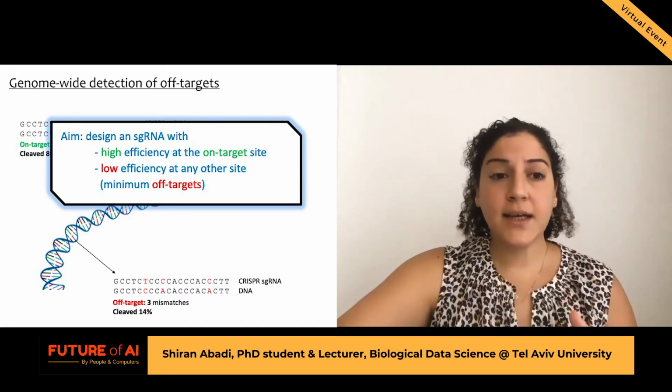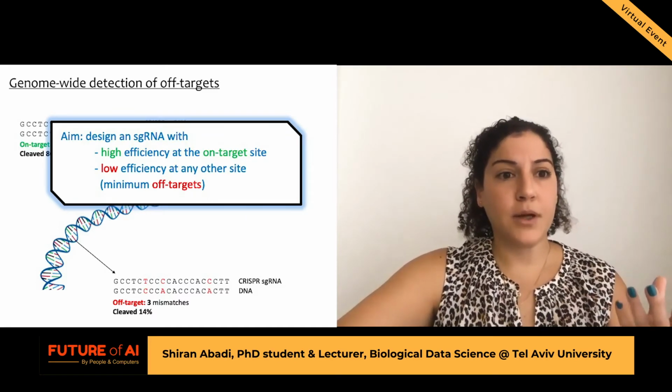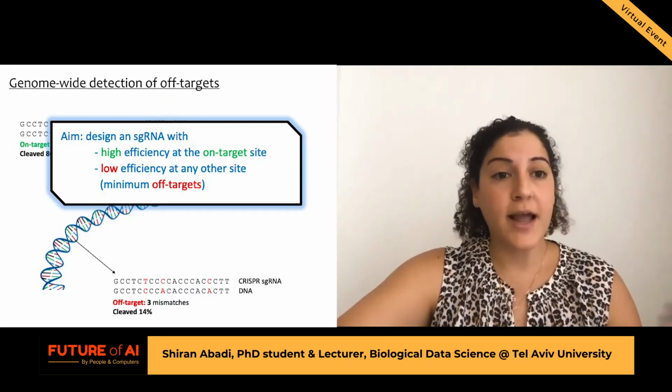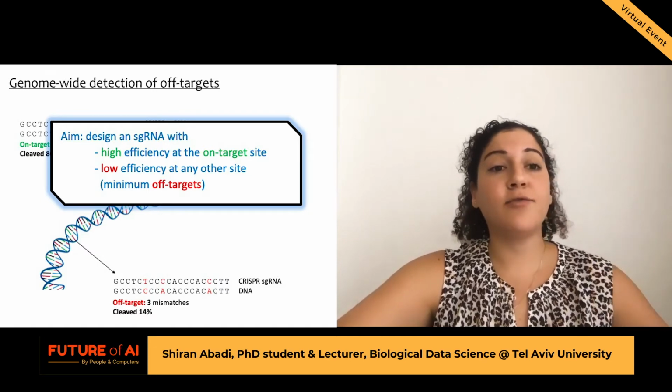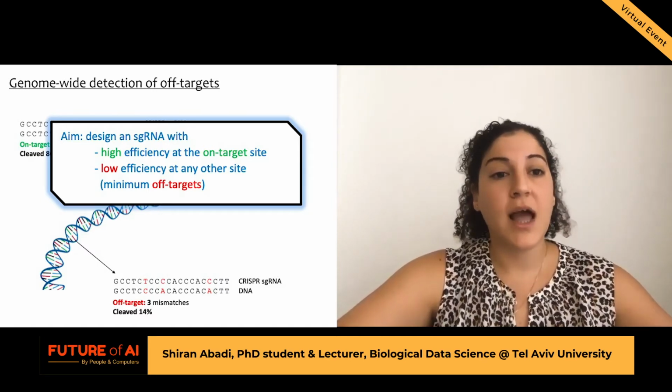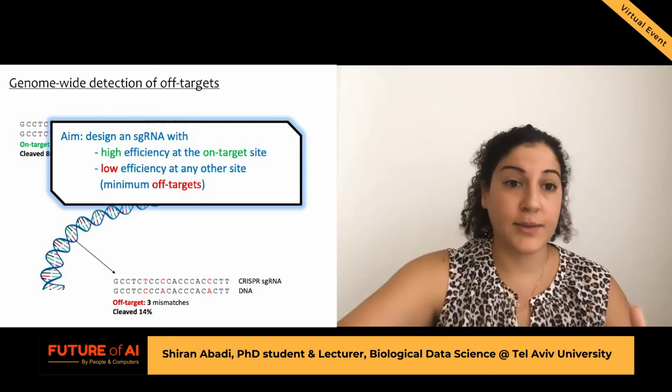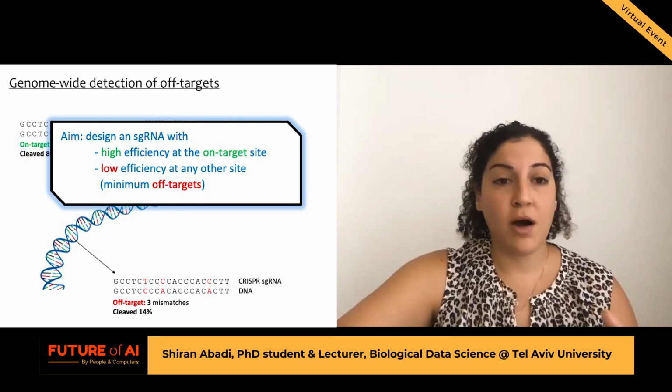So these data help us design the tool for an optimal design, for an sgRNA, that has high frequency at the on-target site and low efficiency at any other sites. That means minimum off-targets.